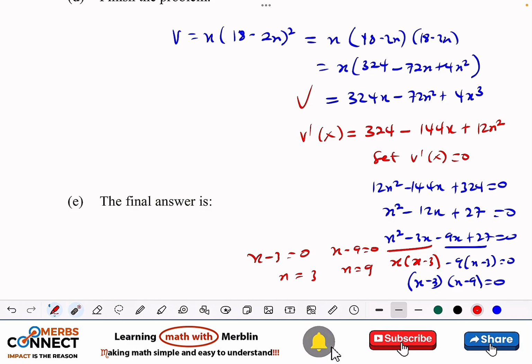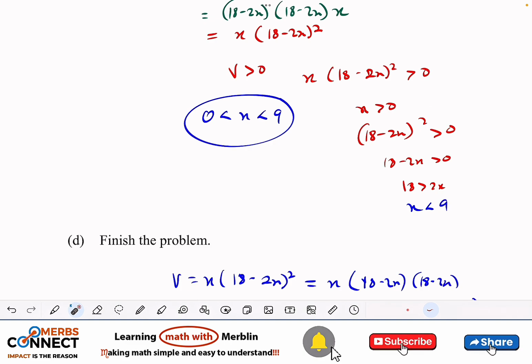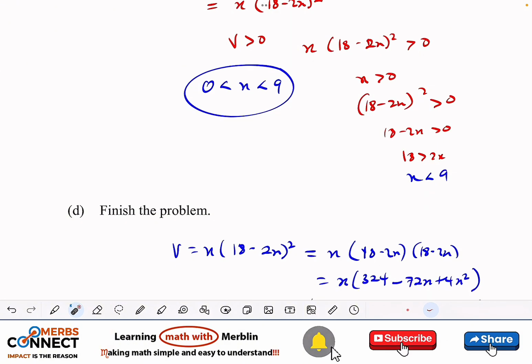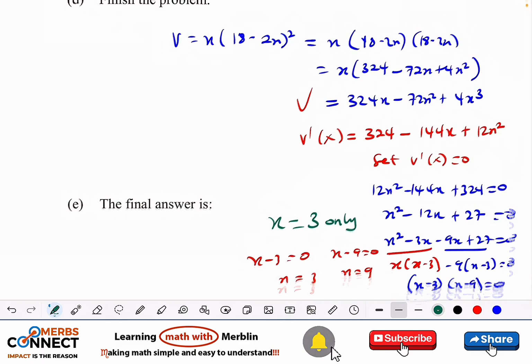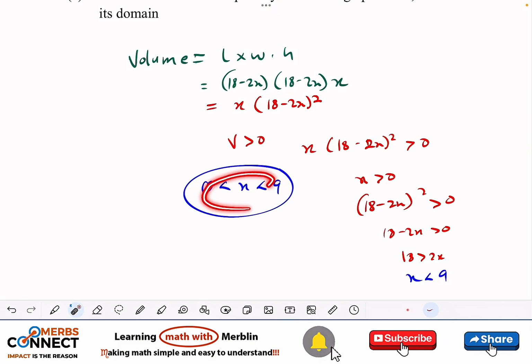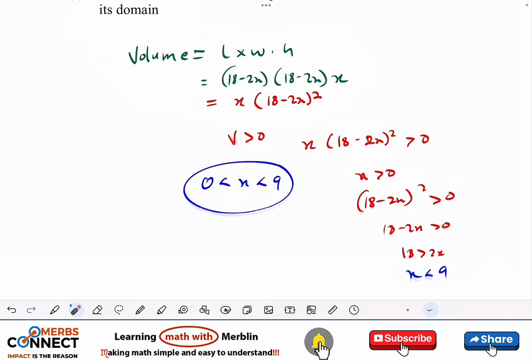But for us to choose which one is the critical value, we need to check the domain. Now we saw that the domain, x should be lying between 0 and 9. 9 is not included. So here we are going to choose the critical value to be x equal to 3 only, without the 9, because 9 is not inside the domain. So that's what you are going to do.